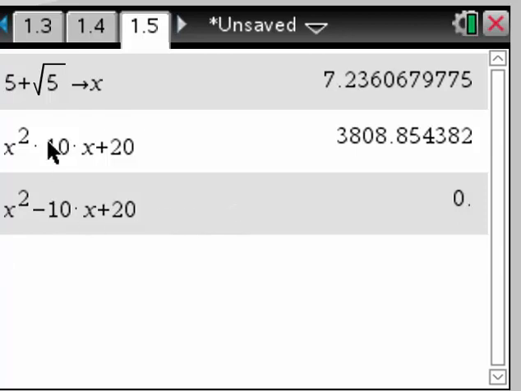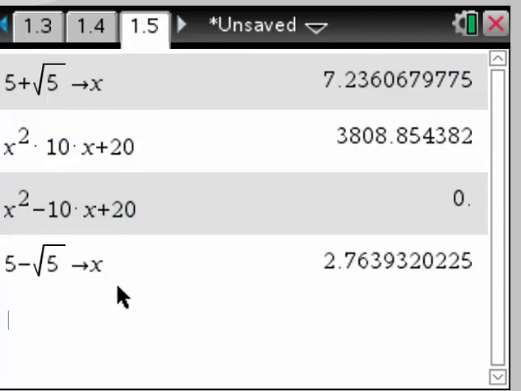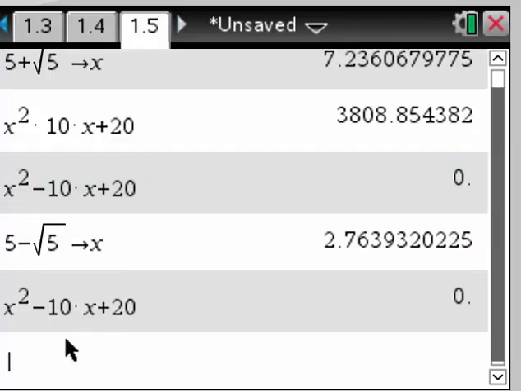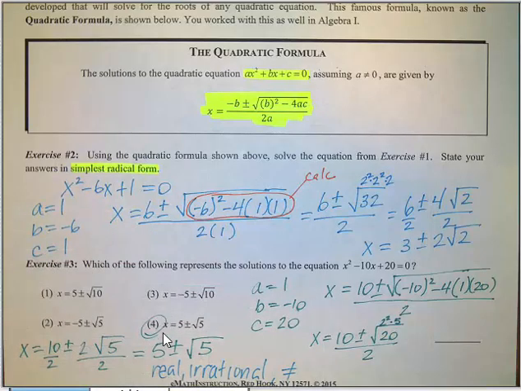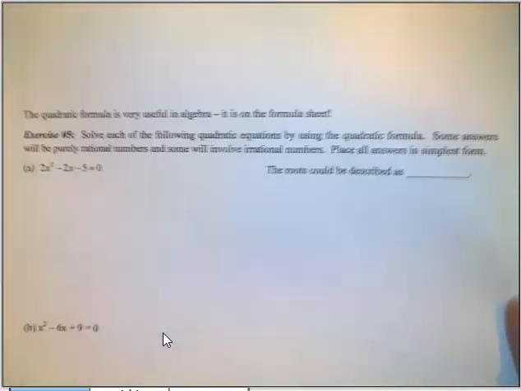Whew. Now we're going to store the other version. So I'm going to arrow up, and I'm going to use a minus. Hit enter. Now notice these are called the conjugates. Okay, so the only difference is one's a plus and one's a minus. And I'm going to store and see if it works in this equation again. I should get 0, and I do. So I know my answer to exercise 3 is choice 4. Okay, all right. On to the next bunch.